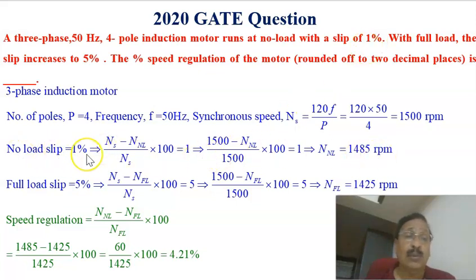For no load slip equal to 1%, that can be defined as Ns minus N no load divided by Ns into 100, which is equal to 1%. So 1500 minus no load speed NL divided by 1500 into 100 equals 1. From this equation, the no load speed is equal to 1485 RPM. Second, the full load slip is given as 5%.